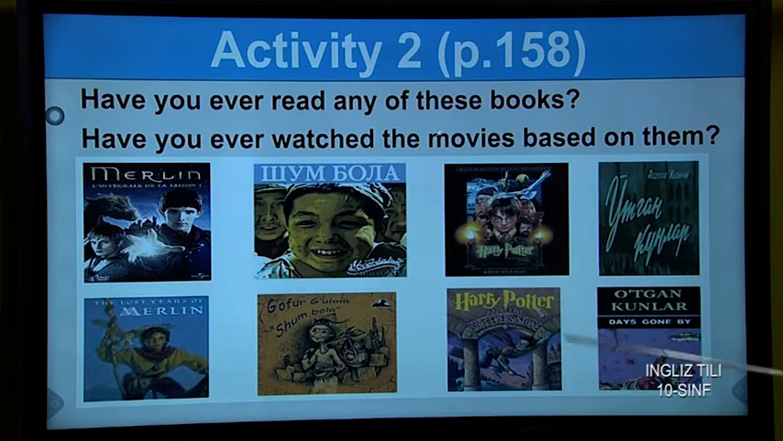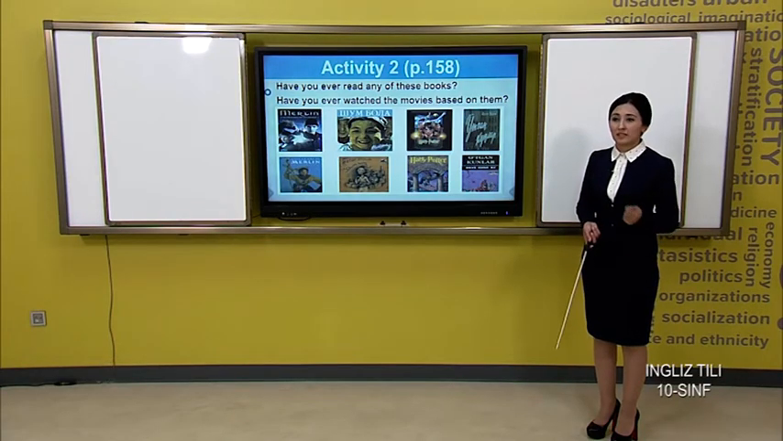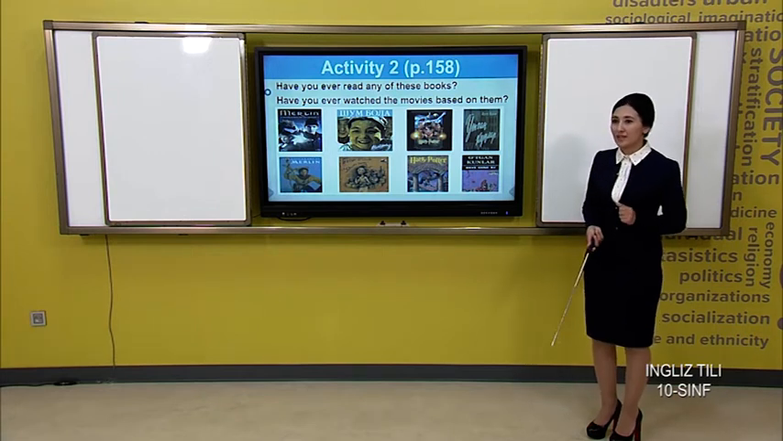Yes, you are definitely right. Shumbola was written by Ghafur Ghulam and O'tgan Kunlar was written by Abdullah Qadri. Which ones are from world literature? Merlin and Harry Potter. So second question, have you ever watched the movies based on them? Thank you for your answer. If you watched the movie and read the book, have you ever compared both of them? If you did, you can find the differences easily. Another question, what do you prefer, reading books or watching movies based on this book?